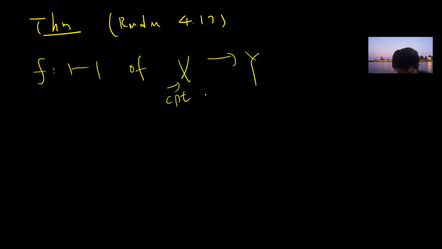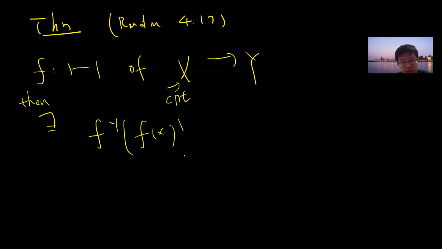Another theorem, which in the textbook is 4.17, says that if f is a one-to-one map of a compact metric space X to Y, then there exists the inverse map f inverse, defined by f inverse of f of X equals X. Here f of X is a point. This inverse map, mapping f of X back to X, is a continuous mapping.